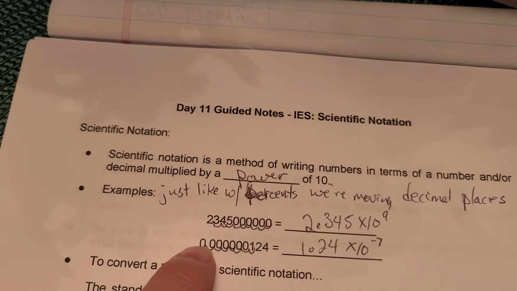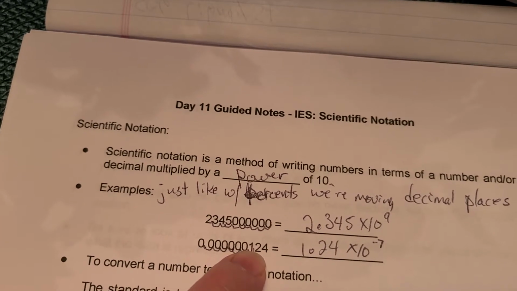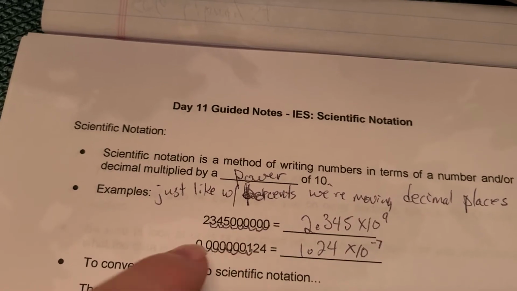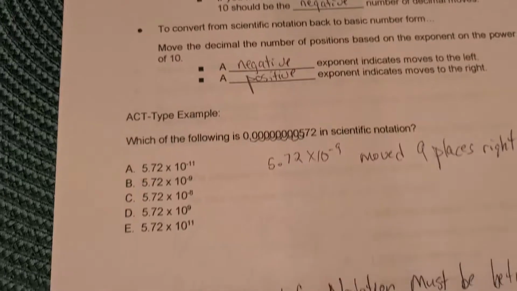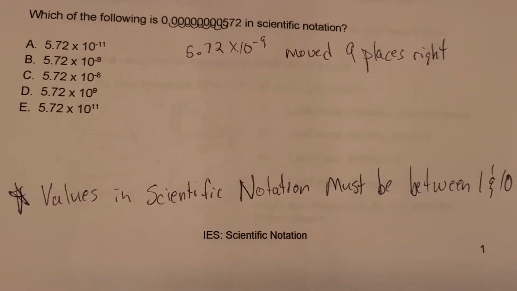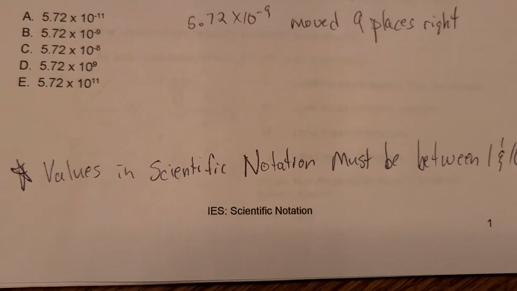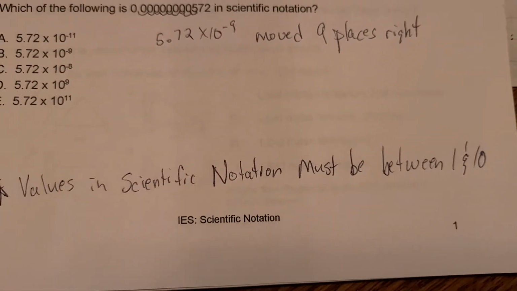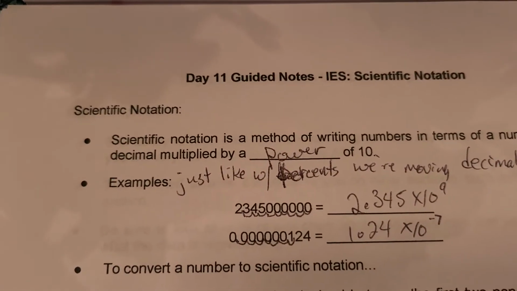On this one, they gave us a decimal place, so we're going to move to the right. And again, we're going to go between the first and second number here. So we would get 1.24 times 10 to the negative seventh. One thing they didn't put in the notes is that scientific notation values must be between 1 and 10. So that's why we said between that first and second number.